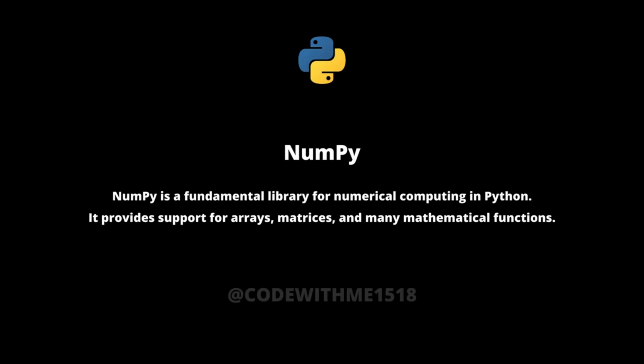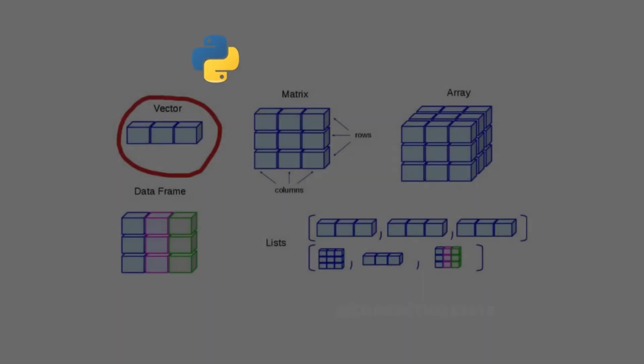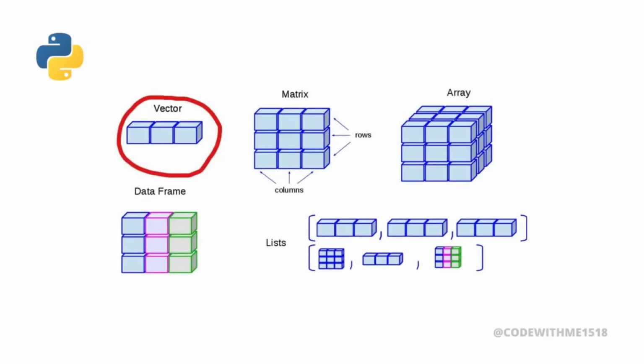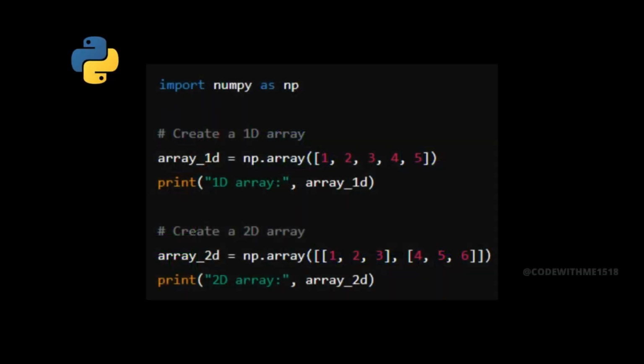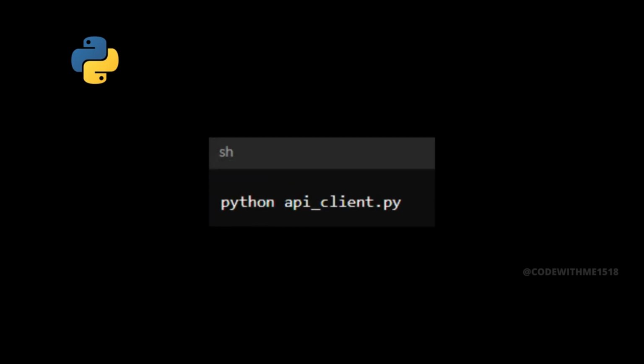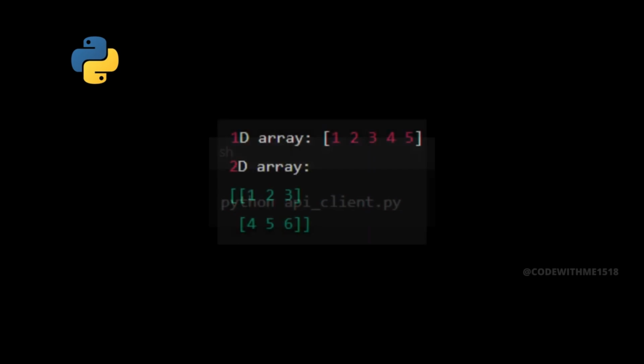NumPy is a fundamental library for numerical computing in Python. It provides support for arrays, matrices, and many mathematical functions. Let's create a simple NumPy array. This code creates a 1D and a 2D array using NumPy. Let's run the script to see the output. You should see the 1D and 2D arrays printed in the terminal.